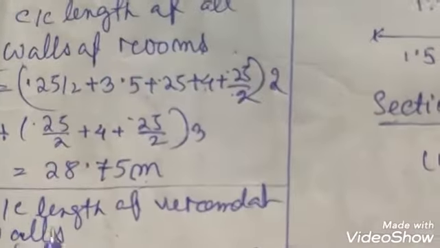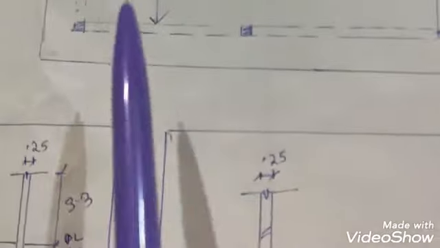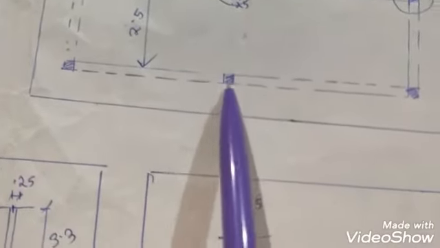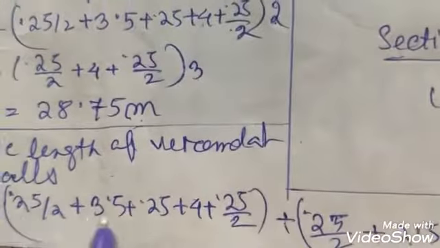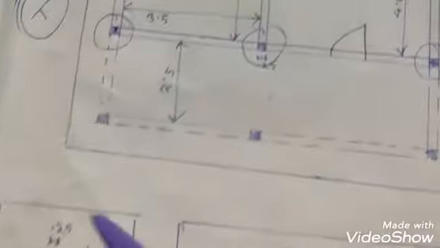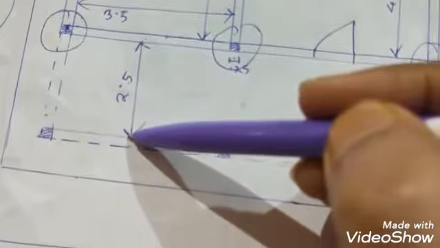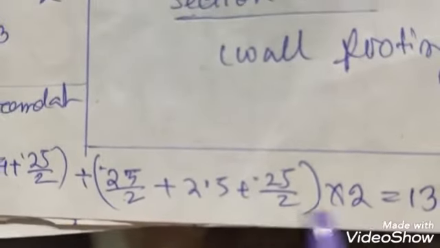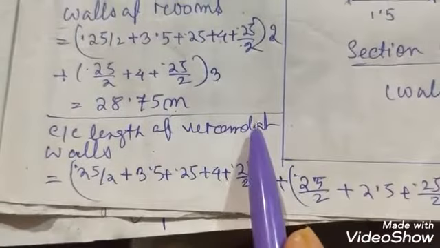Now let us come to the veranda. Center to center length of veranda walls. Let us find out the length of this wall. Again 0.25 by 2 plus 3.5 plus 0.25 plus 4 plus 0.25 by 2, just like the earlier case. Okay. Plus, what is this? 2.5 plus 0.25 by 2 plus 0.25 by 2. How many walls are there? 1, 2. There are two walls. So total center to center length of all the walls.